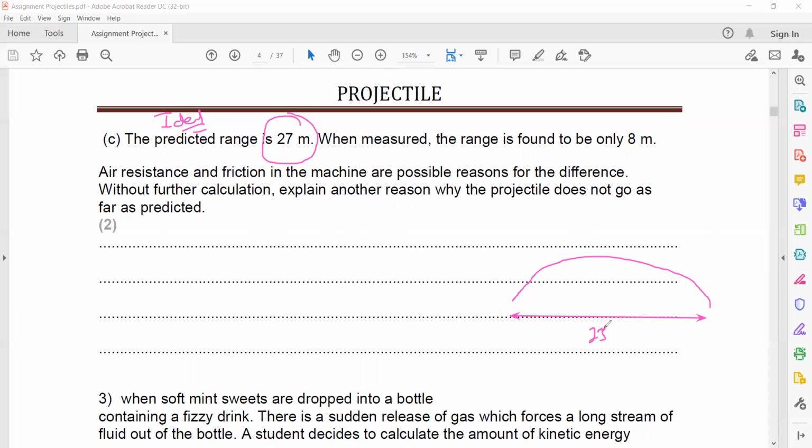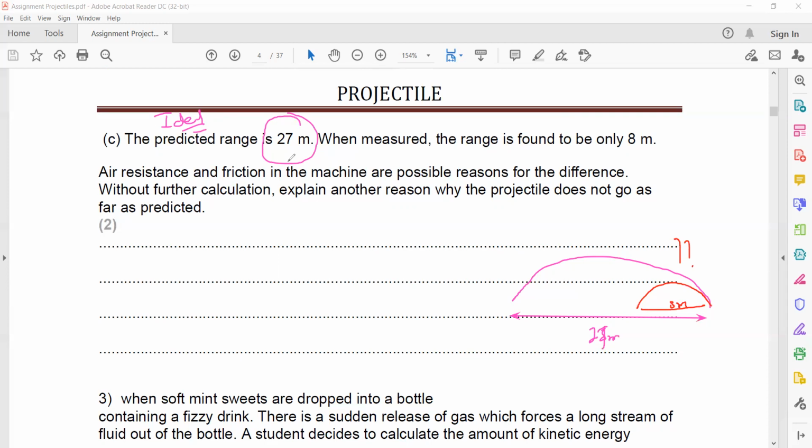That is the ideal scenario when there is no air resistance, because we have the maximum range when the launching angle is 45. So if the angle varies, the range will also vary with the angle. And in practice, what happens if we launch? It only travels 8 meters. So what could be a possible reason?